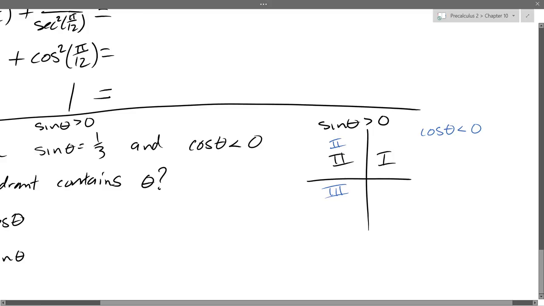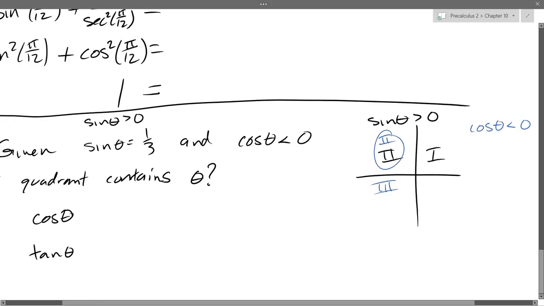So where is sine positive and cosine negative? Quadrant 2 is our winner. So our angle has to live in quadrant 2. Sine is positive, that puts us in the top half. Cosine is negative, that puts us on the left half. What's in common is the upper left quadrant right there, quadrant 2. So our answer is 2 for the quadrant.